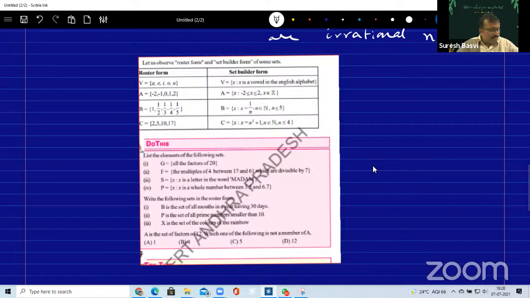Right. So list the elements of the following sets. So see this. Let us observe the roster form and set builder form of some sets.